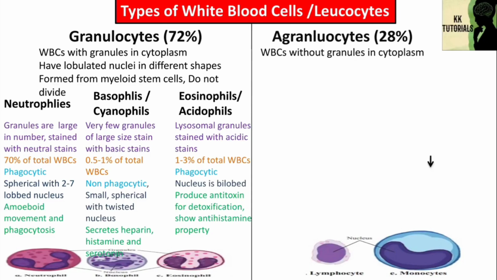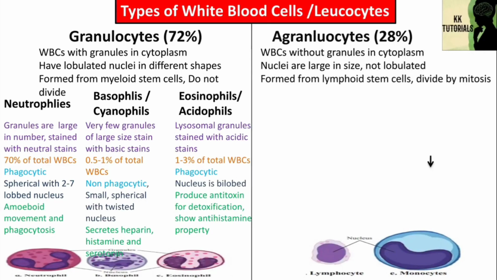Let's move towards agranulocytes. Agranulocytes are WBCs without granules in cytoplasm. Their nuclei are large in size but are not lobulated like granulocytes. They are formed from lymphoid stem cells and can divide by mitosis. There are two types of agranulocytes. They are lymphocytes and monocytes. Lymphocytes are the smallest of all WBCs.